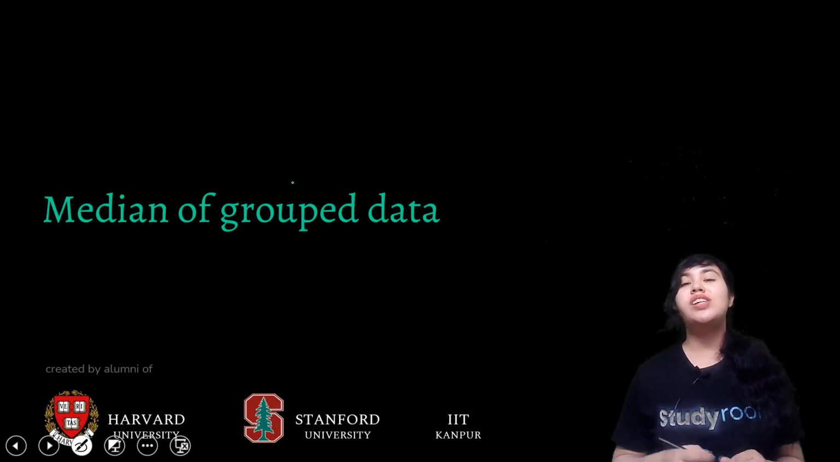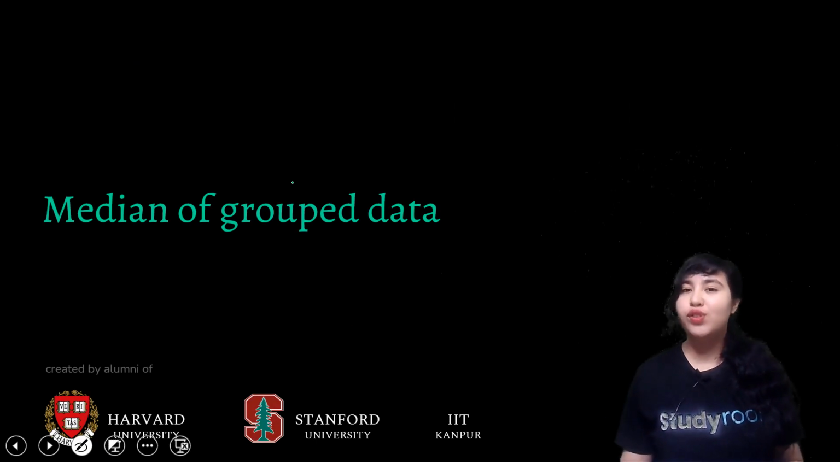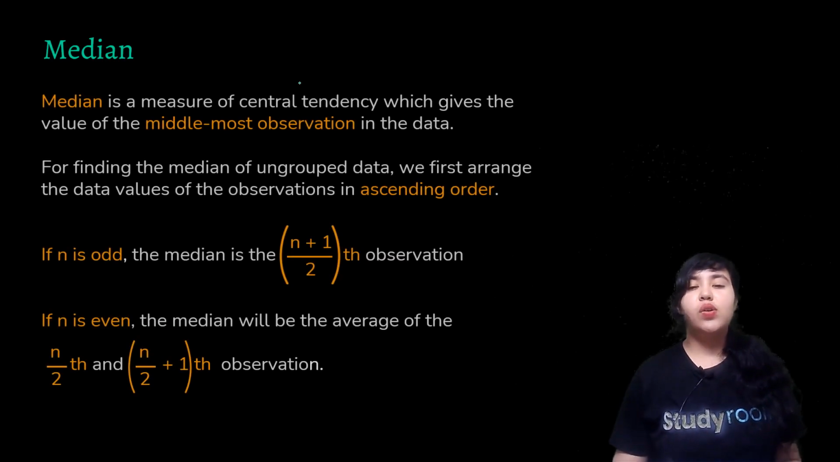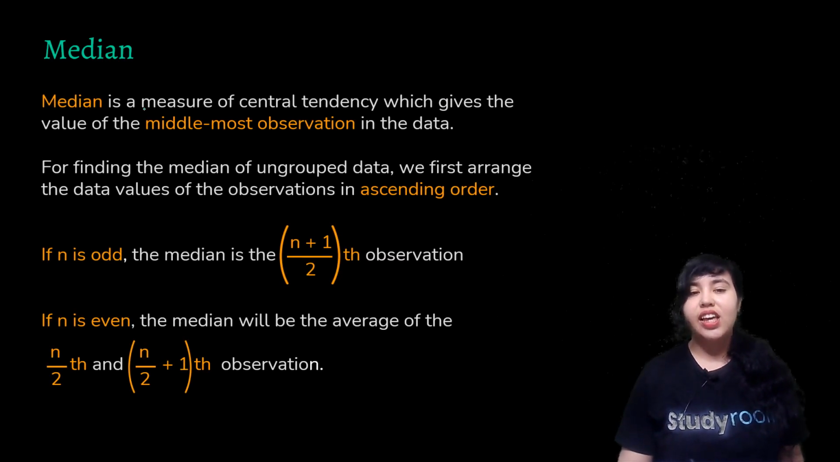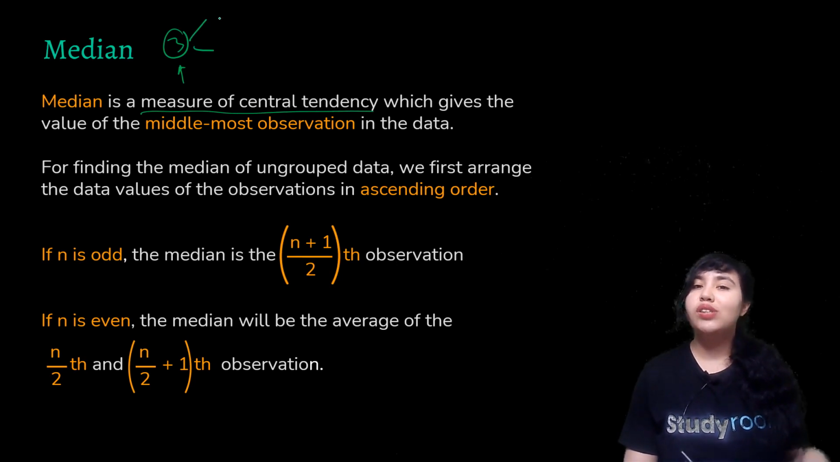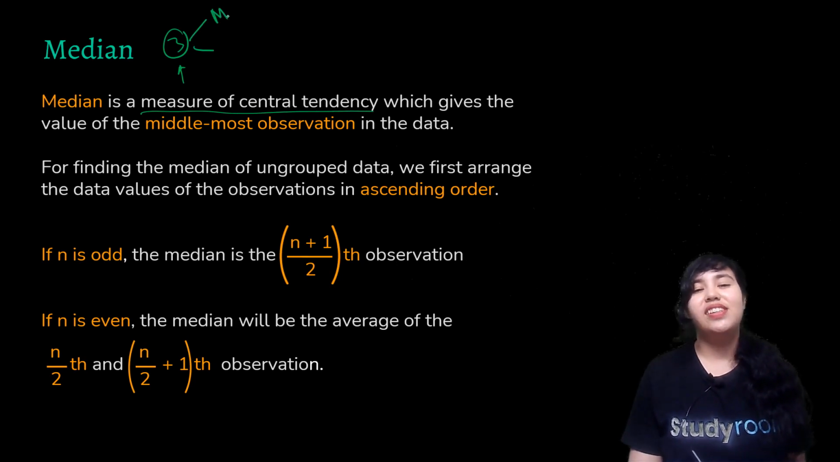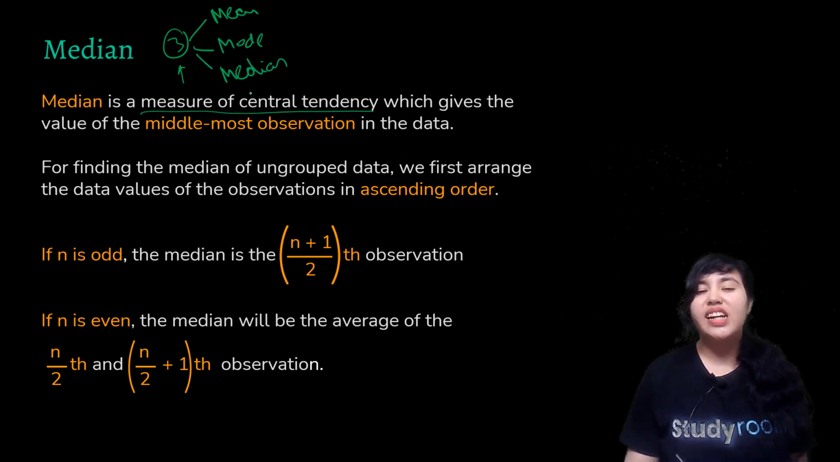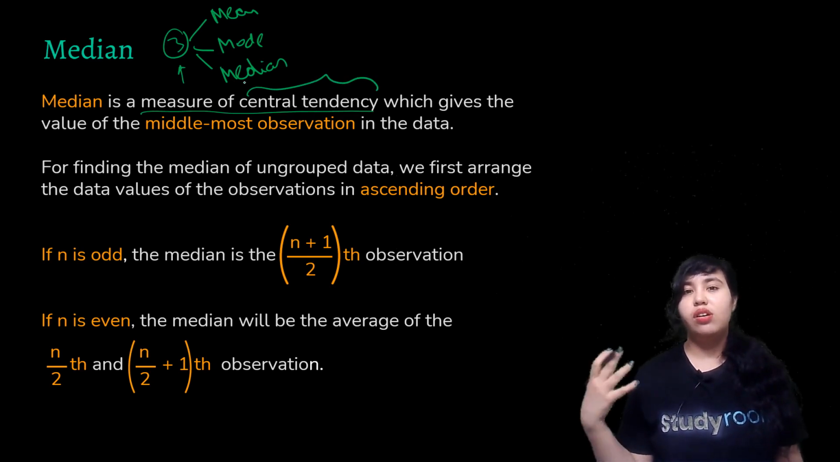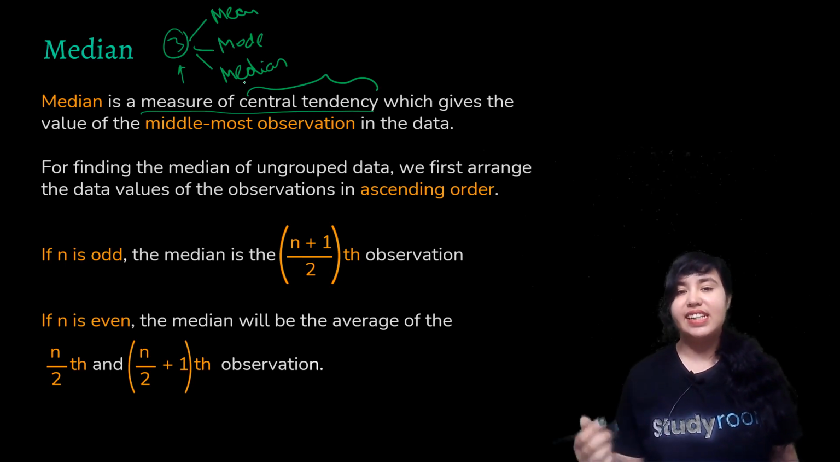If you've understood mode and mean, we now move on to the median of grouped data. So what is median? Median is a measure of central tendency. In fact, there are three measures of central tendency, two of which you've already done and you don't even know it. So it's mean, mode, and now the third one is median. But what does central tendency mean? First of all, measure is clear that we are measuring something, but what exactly are we measuring? What is the central tendency?